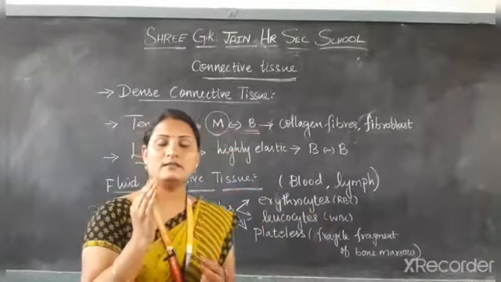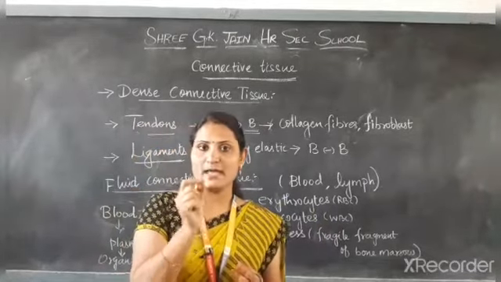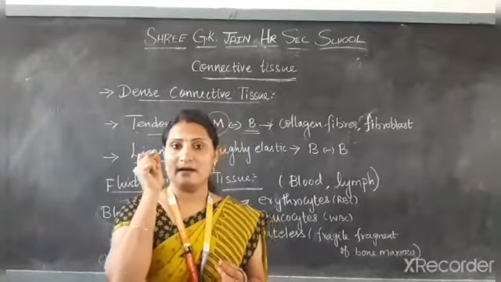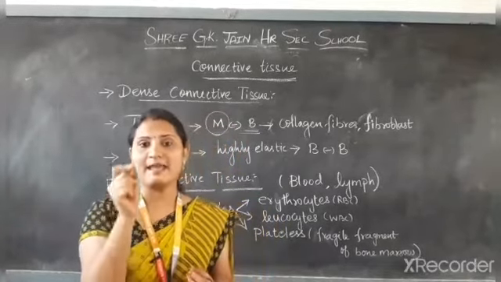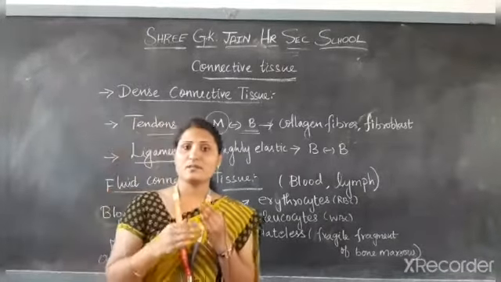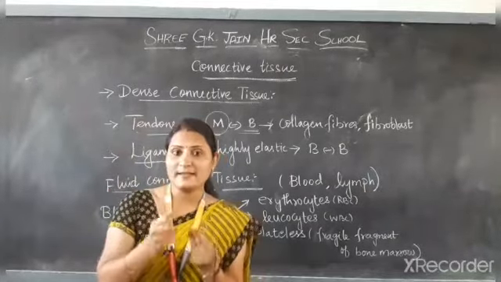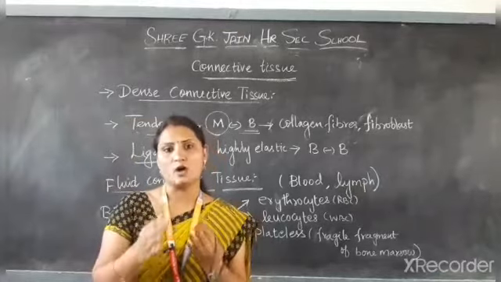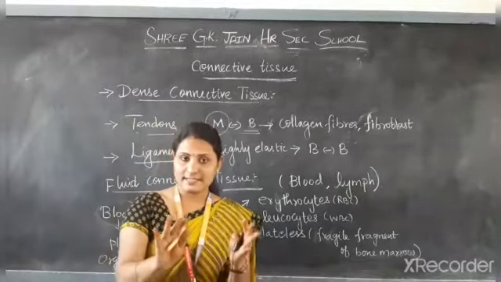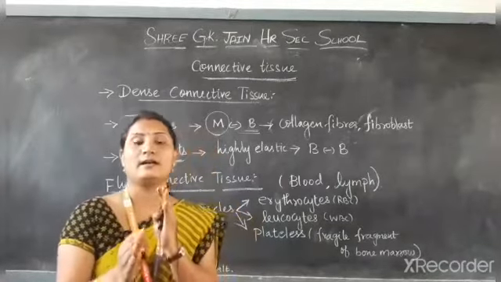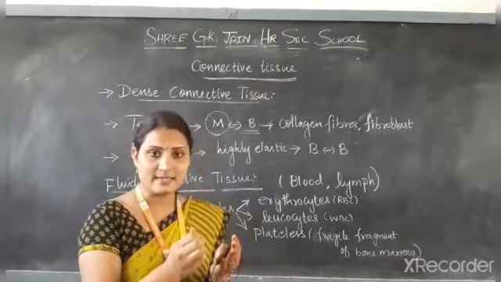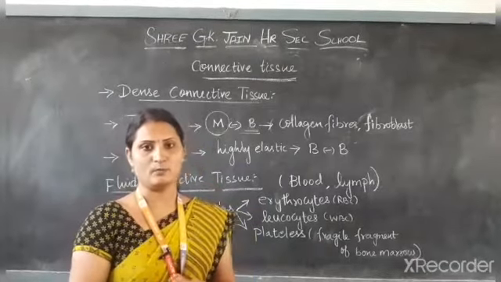And as I told you, they have very little matrix and they are very elastic. They are highly elastic substances which strengthen the joint and allow normal movement. See, the ankle and the wrist: movement in these parts is enabled by these ligaments. They strengthen the joint and allow normal movement.